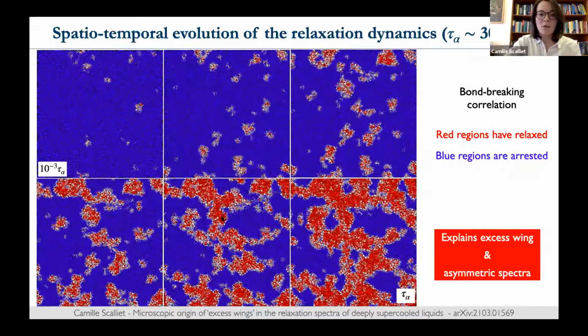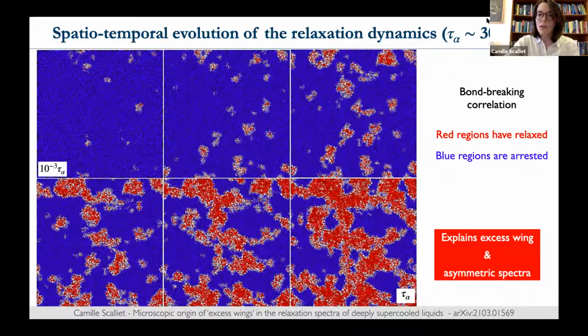And as time increases, eventually between the two last snapshots, you see that relaxation proceeds by the growth of the existing relaxed clusters, which are in red. So here you see that it has grown a little bit. In the following, I will explain why this picture, which has been revealed by these simulations, can explain the asymmetry of the spectra and also explain the excess swing.